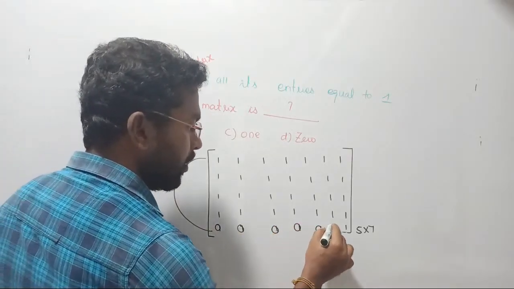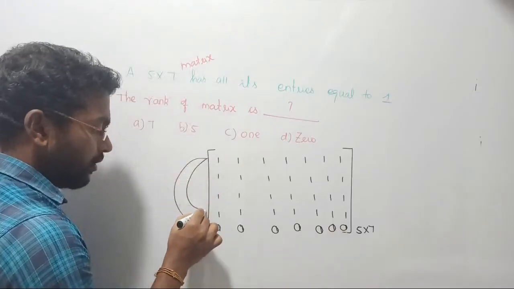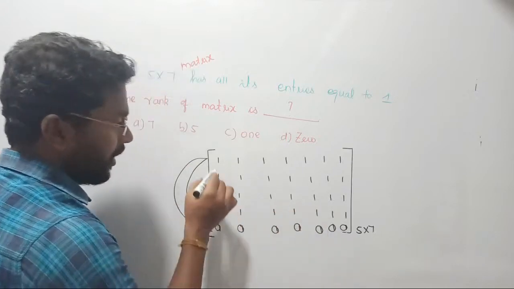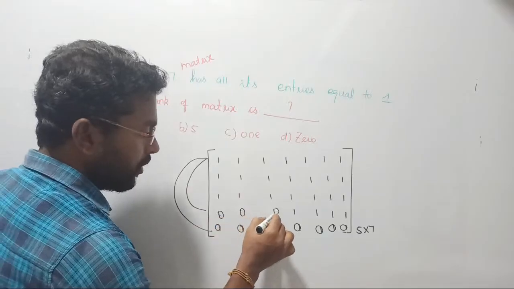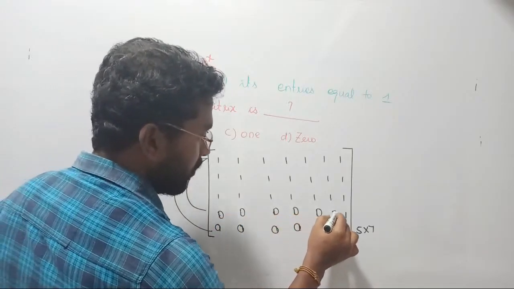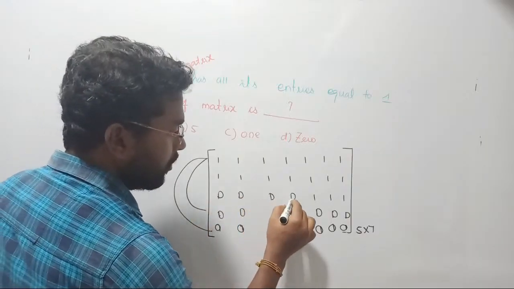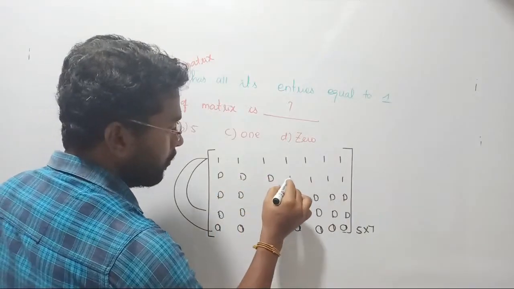Similarly, let me repeat the same procedure. Take the first row, select the preceding row of the last one, and subtract this one from the first row, then this will also become 0. Similarly, if I consider all the rows and repeat the same operation, all of them will become 0.